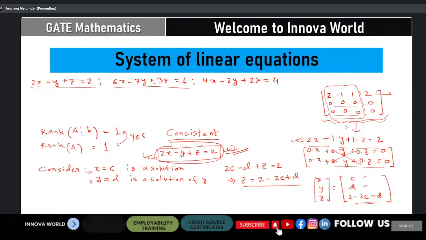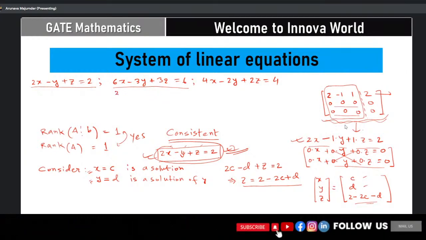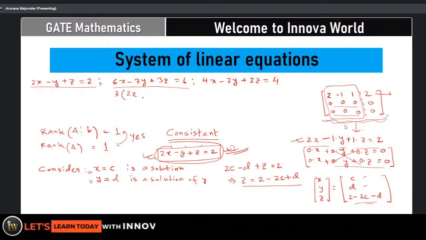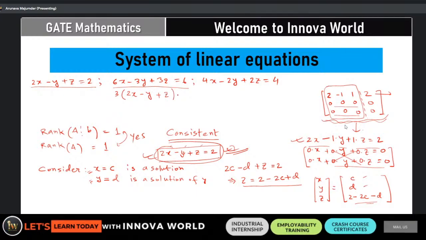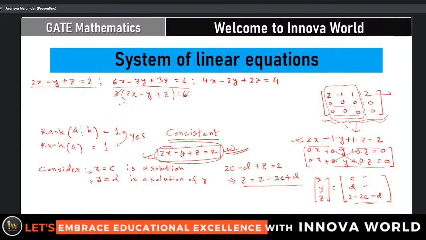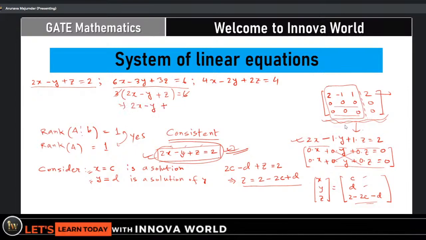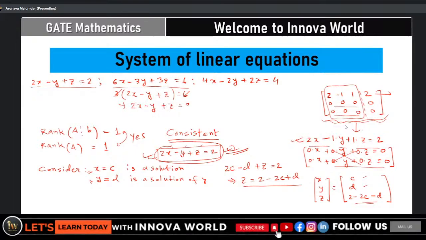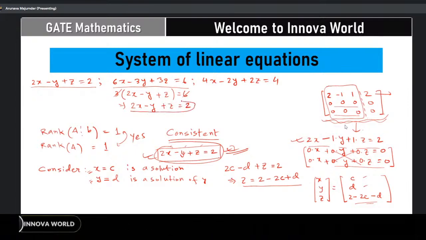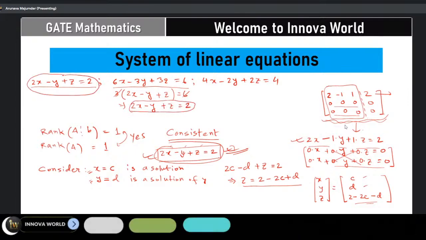And for this equation, if we just take 3 as common, this also becomes 2x minus y plus z is equal to 6, and cancelling the 3 and 6 on both sides, we get the same equation: 2x minus y plus z is equal to 2. Isn't it the same as the first one? These two equations are the same.